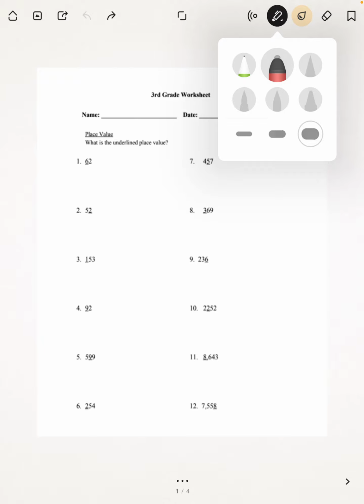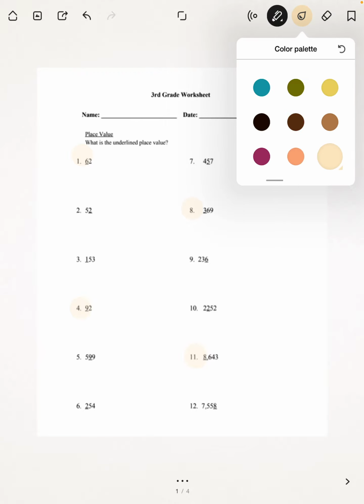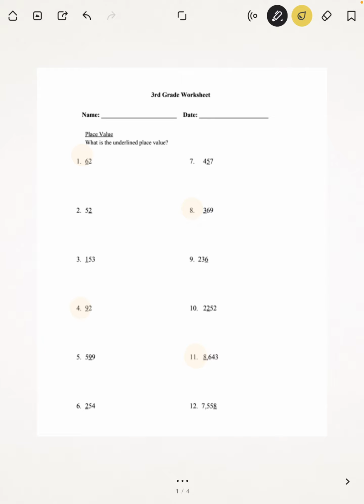Okay, so we could do number 1, 4, 8, and 11. Let me change the colors. Okay, 62, place values. So, place values represent how large the number is going to be.